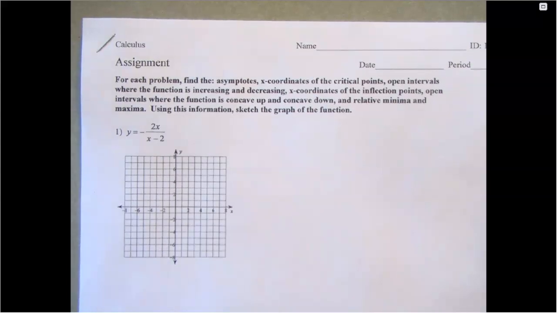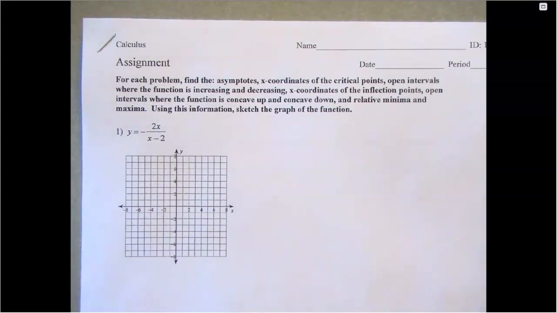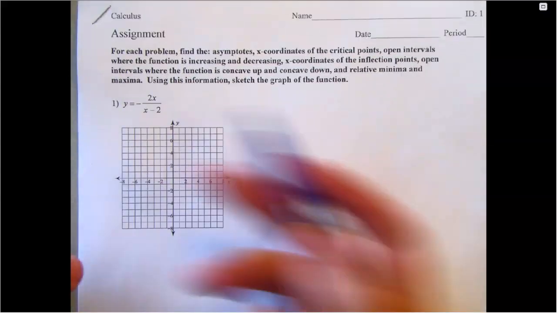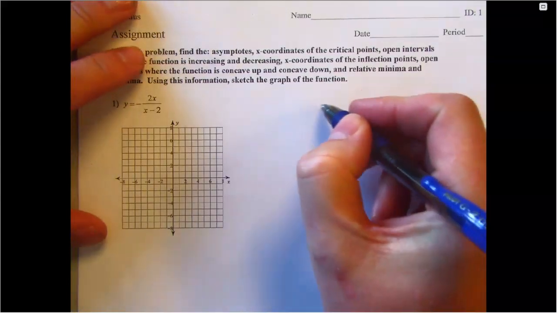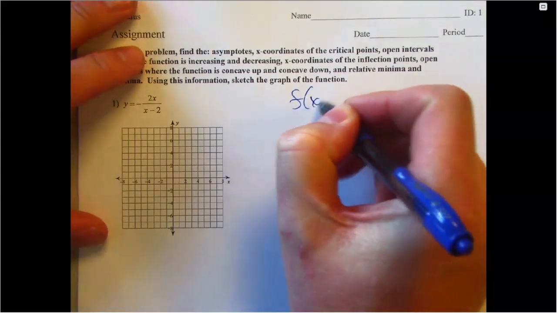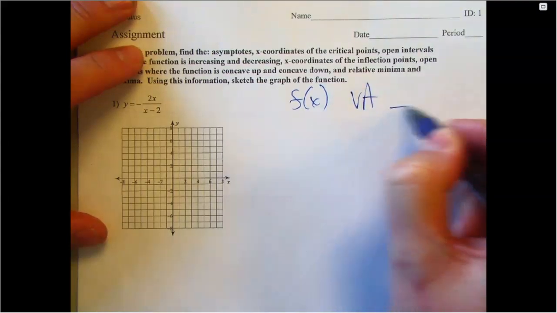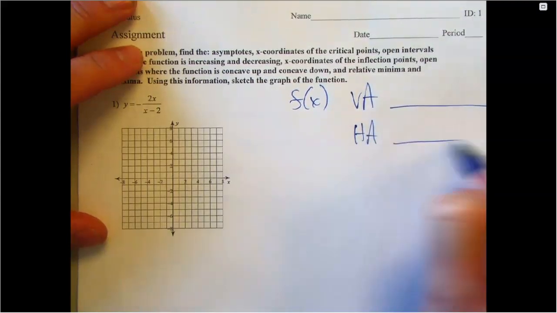We're finding all of those things. I'm just going to organize it on the side a little bit better for you. But this is what your take home test will look like. So from f of x, you can find out if there are vertical asymptotes or horizontal asymptotes.